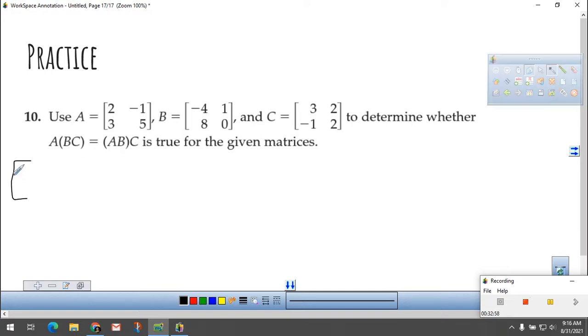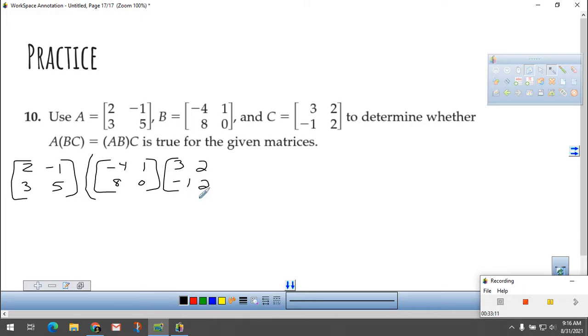So let's look at that. So matrix A is 2, negative 1, 3, and 5. Matrix B is negative 4, 1, 8, and 0. Matrix C is 3, 2, negative 1, and 2. Alright, so let's multiply the two matrices inside the parentheses first. So row times column. So negative 4 times 3 is negative 12, minus 1, so it'll be negative 13. Now row times column, so that'll be negative 8, plus 2, so negative 6. Now second row, first column, 8 times 3 is 24, 0 times negative 1 is 0. Alright, and then second row, second column, 8 times 2 is 16. Alright, so that's that one.